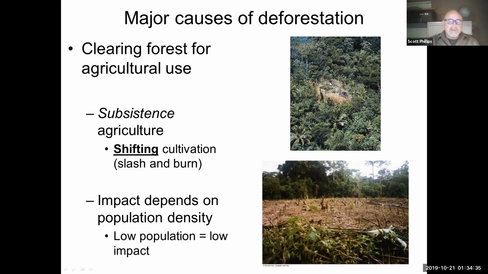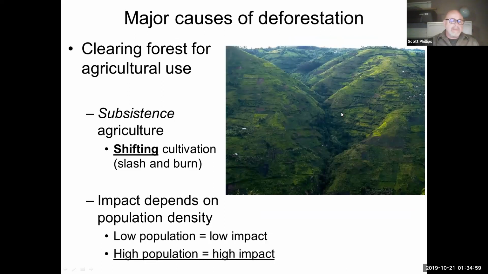So here, this is a clearing in the rainforest where food is grown and then moved perhaps to a different area. Now, the impact on the forest depends on how many people are doing it. If it's not that many people, a low population, the impacts can be quite small. However, in Africa, the populations are higher than they are in the Amazon rainforest, and so because of the higher population, the impacts can be much more severe. This is an area that had been forested at one time that has been extensively cleared for subsistence farming.